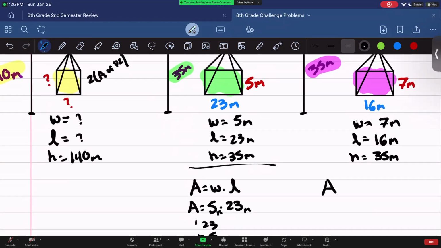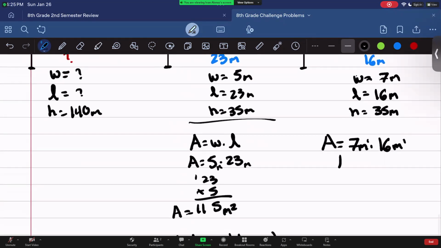So I know the area of a rectangle is equal to width times length. In this case, that's 7 meters times 16 meters. Area is equal to, I'm just going to put it in a calculator to save us some time, 112 meters squared. So that's the area of pyramid 3, but we want the volume.